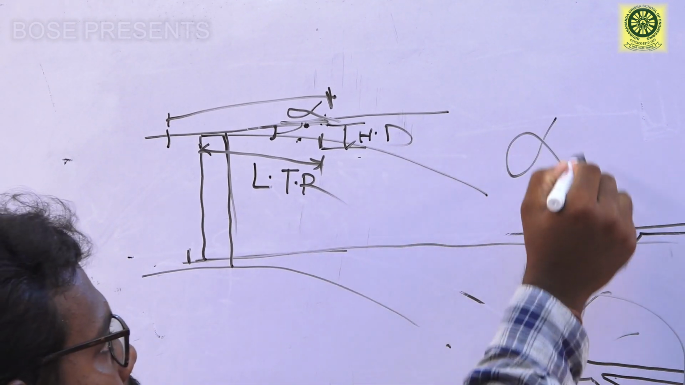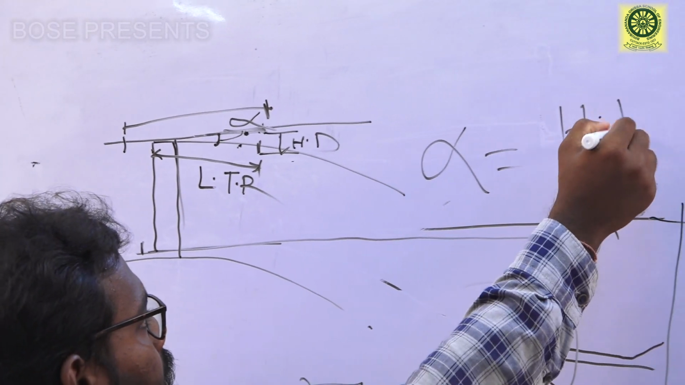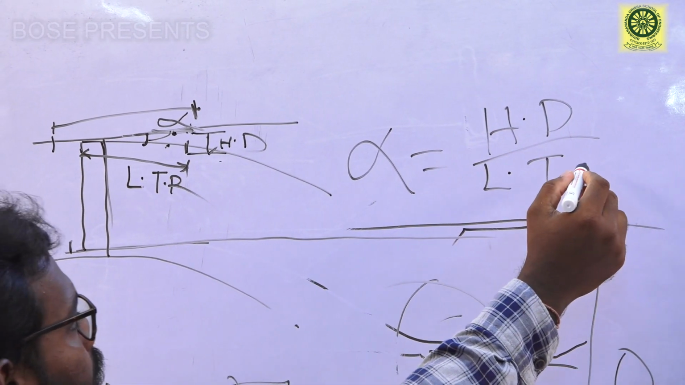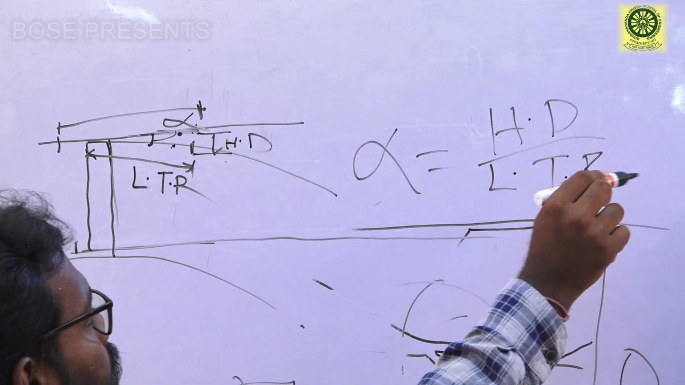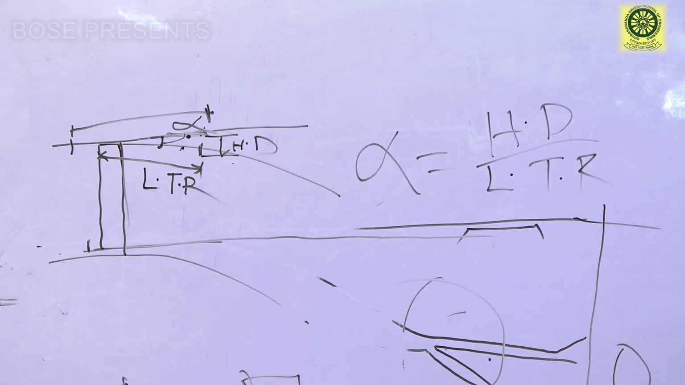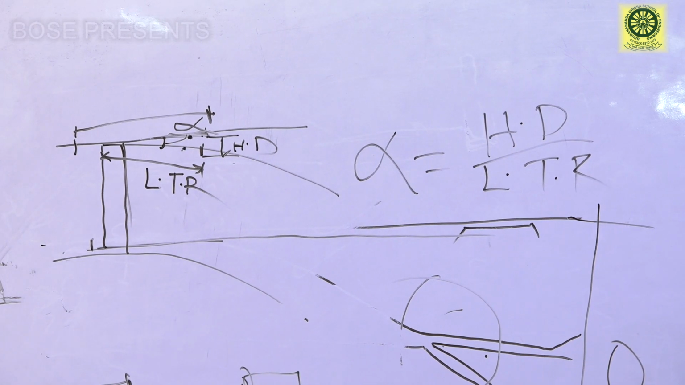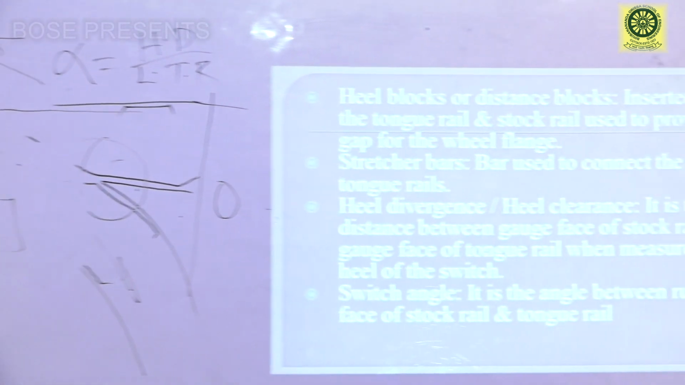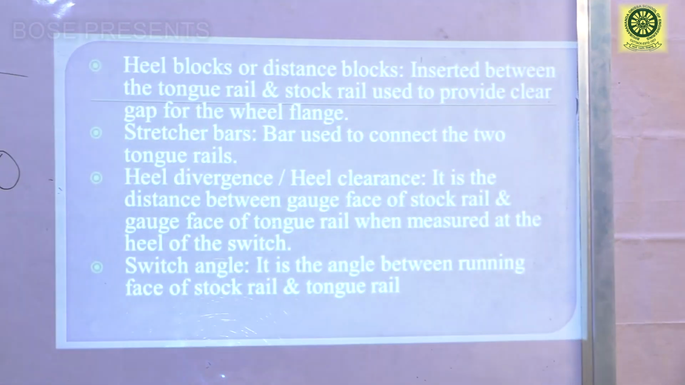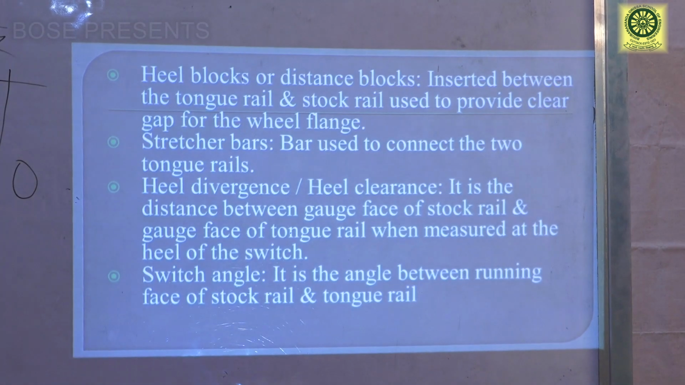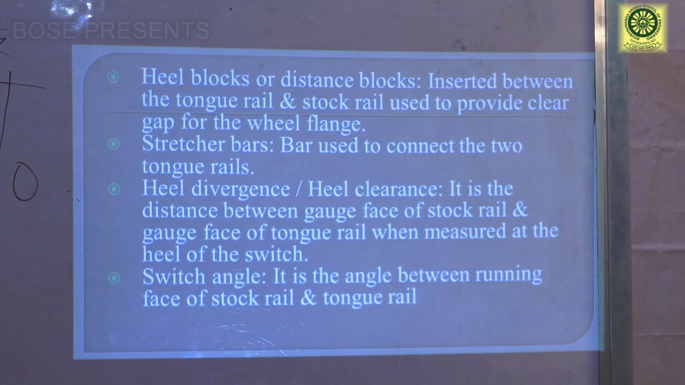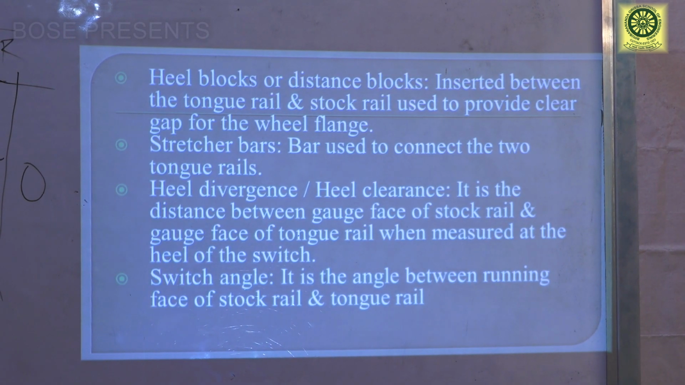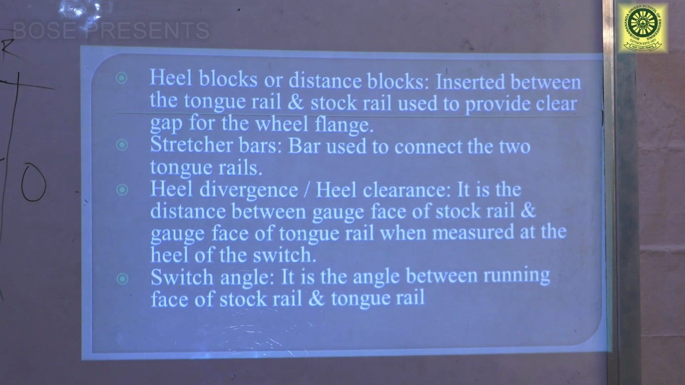So points angle can be derived from what? Heel divergence divided by the length of the tongue rail. Now look at the slide. Heel divergence or heel clearance is the distance between the gauge face of stock rail and the gauge face of tongue rail when measured at the heel of the switch. Then is switch angle. It is the angle between the running face of stock rail and tongue rail.